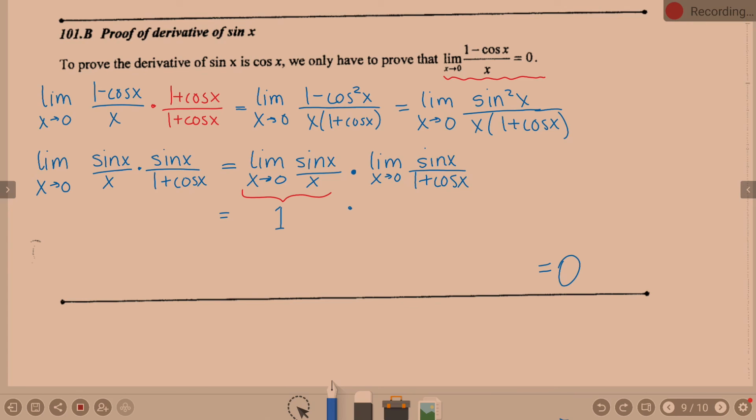On this next one, we can do it without L'Hopital's, right? You can plug the value in, and you have 0 over 1 plus 1. But that is 1 times, and 0 over 1 plus 1 is 0. And 1 times 0 is 0. And we proved it without L'Hopital's. Okay? We proved it without L'Hopital's.